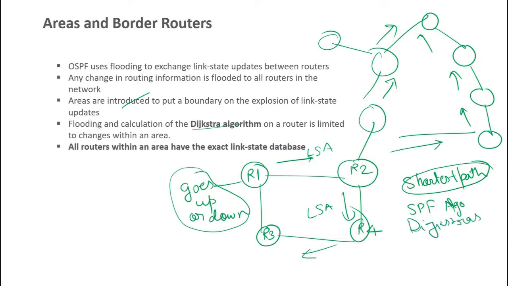So there are two things happening. The first thing is that this unnecessarily utilizes bandwidth. I don't want to share with the whole company that one of my networks has gone down. So this is unnecessary wastage of our bandwidth, first thing. Another is that it is calculating the SPF algorithm every time any route comes up and down.